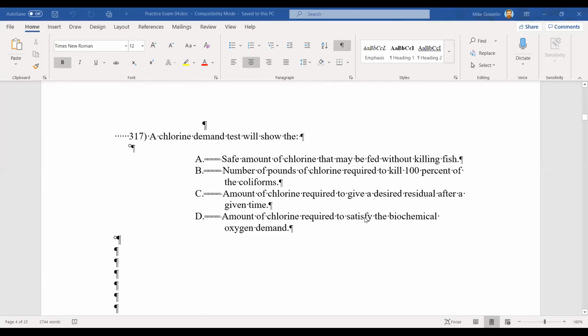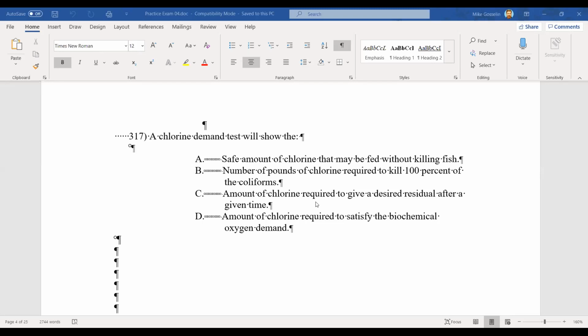So this one, a chlorine demand test will show the... Any thoughts on that one? Yeah, C. You bet. Okay, so the correct answer in this one is B.